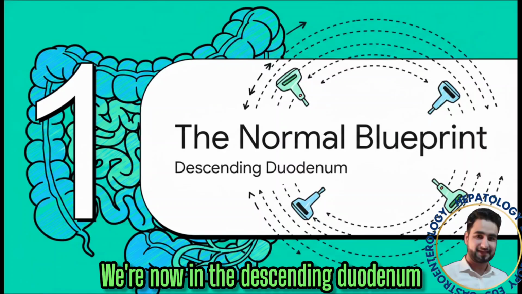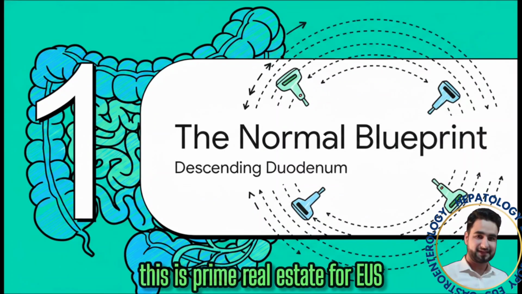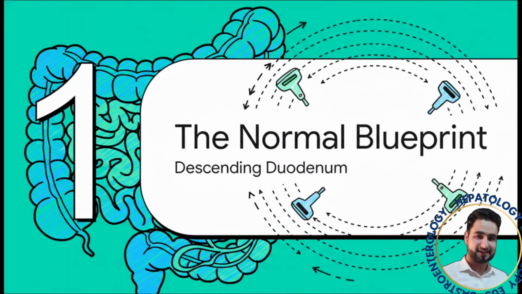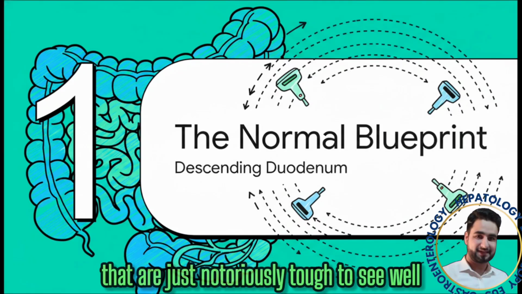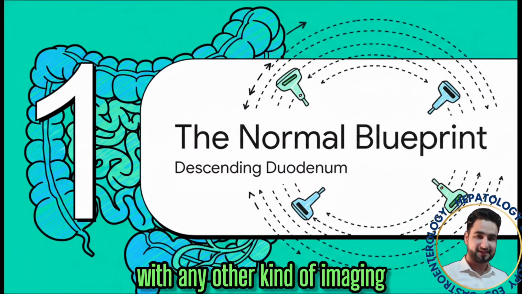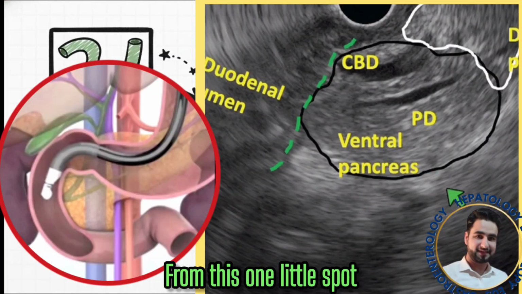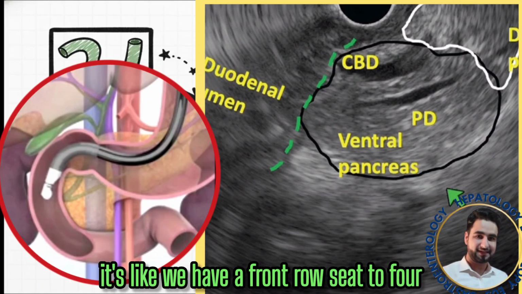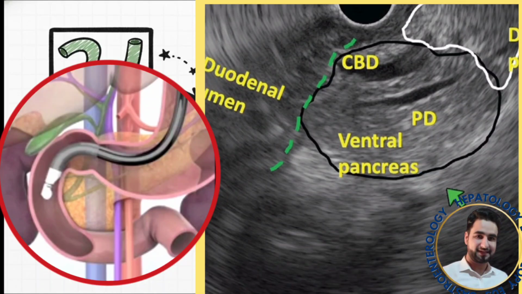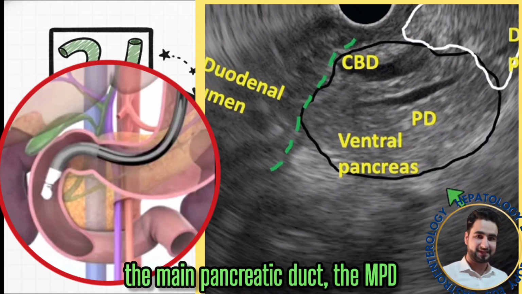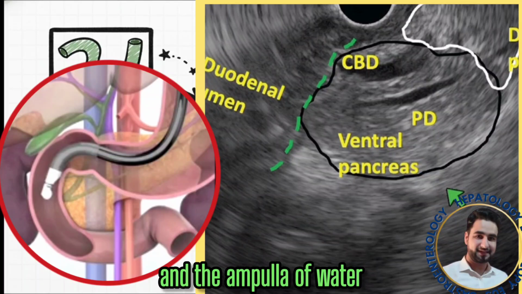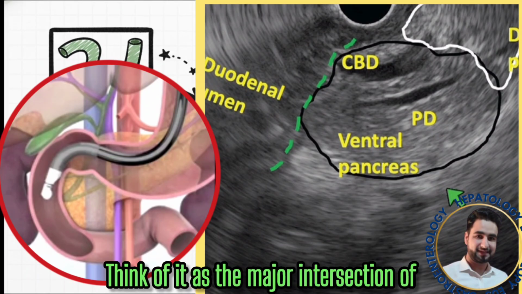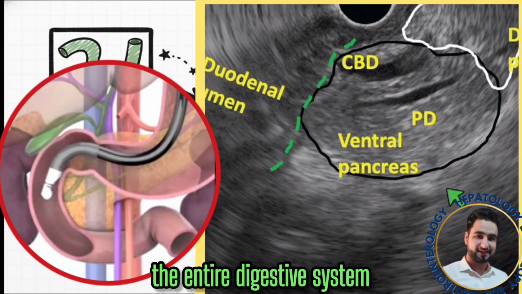Okay, so picture this. We're now in the descending duodenum, and let me tell you, this is prime real estate for EUS. It gives us this incredible, crystal clear view of the pancreatic head and the very end of the biliary system. These are areas that are just notoriously tough to see well with any other kind of imaging. From this one little spot, it's like we have a front row seat to four absolutely critical structures: the common bile duct, or CBD, the main pancreatic duct, the MPD, the parenchyma of the pancreatic head itself, and the ampulla of Vater. Think of it as the major intersection of the entire digestive system.